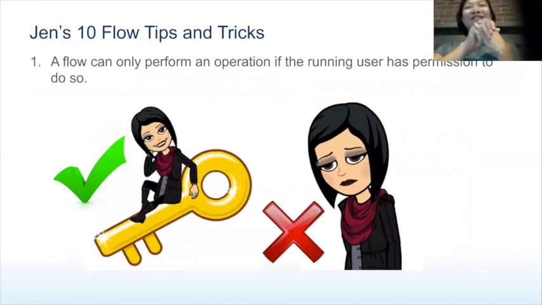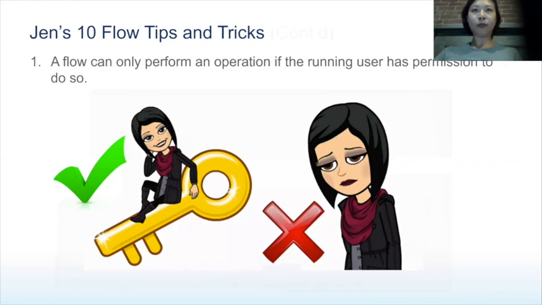All right, so now my top 10 flows, tips, and tricks. When you create a flow, do keep in mind that if you have things like record creates or deletes or updates, your running user needs to have the CRUD permissions to that object, or else your flow's not going to work. So you have to think about whether that user has that access in your profile. If they don't, you might consider granting them access via a permission set.